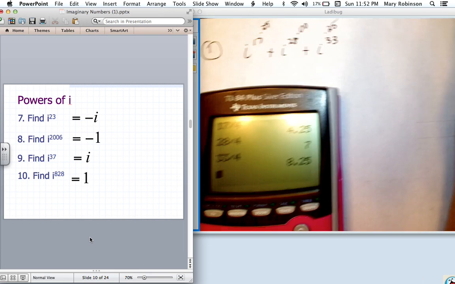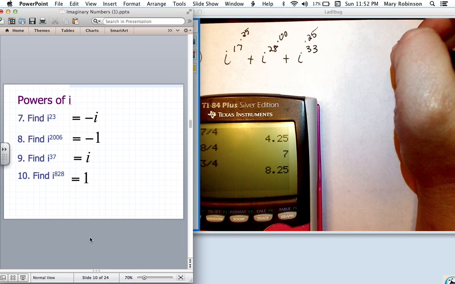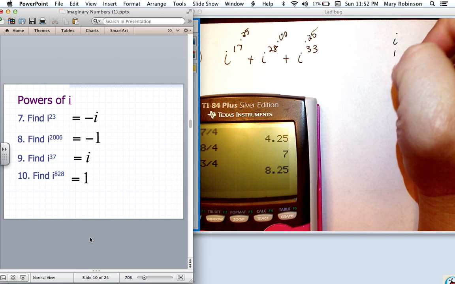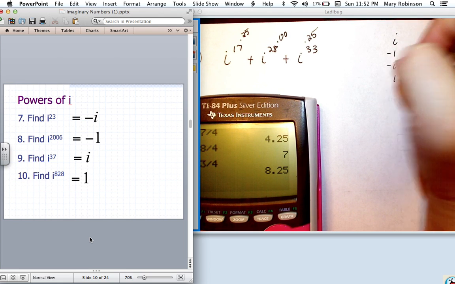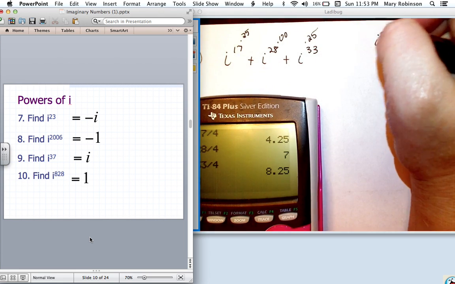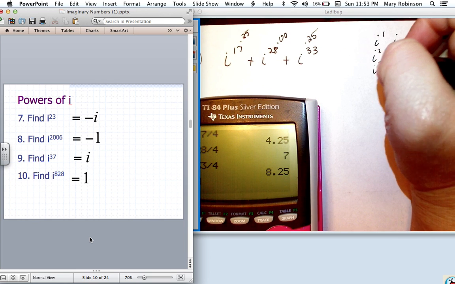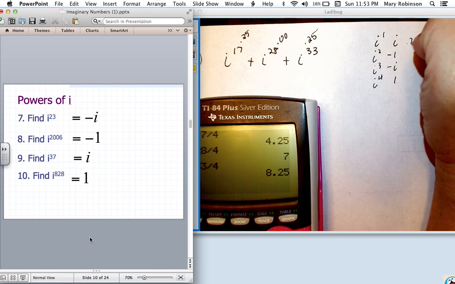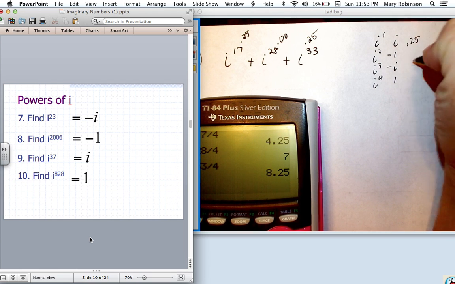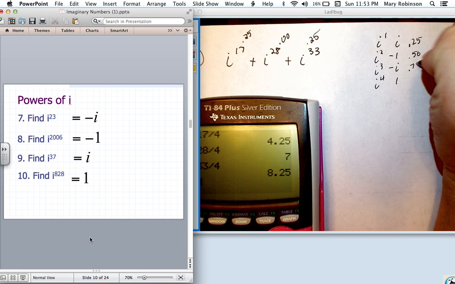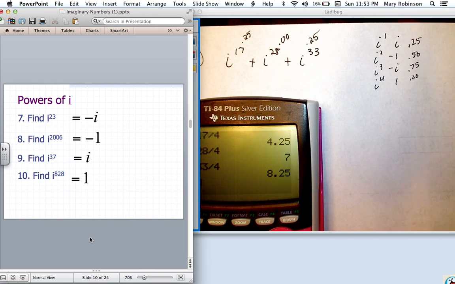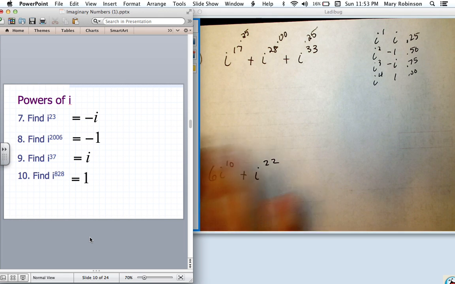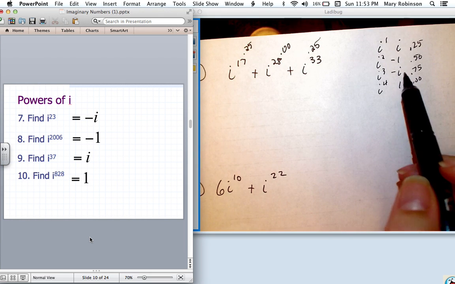And then think back to your i chart. Remember that these two are negative. So this was your i to the first, i squared, i cubed, i to the fourth. It's a good idea to write it over and over each time. That way you learn it. And then it was 0.25, think increasing from a quarter, 25 cents, 50 cents, 75 cents, $1. Divides evenly. And then we can replace each of these values with the simplified value.